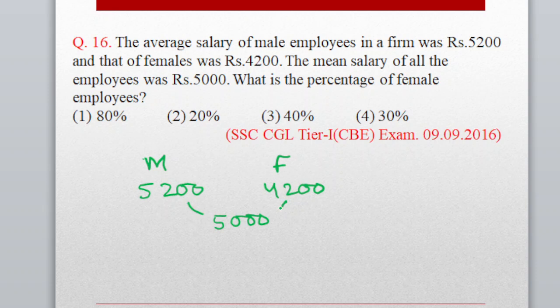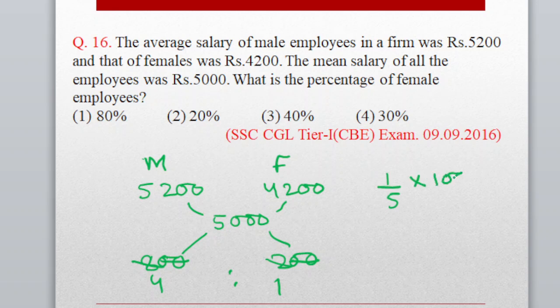So here we can solve this question by allegation or mixture method. Now the difference is 800, the difference is 200. So this 200 cancels these two zeros, and here this is 4, this is 1, so 1 is to 4. Now it is given, what is the percentage of female employees? So female employees is 1, total employees is 5, into 100. So that is equal to 20%. That means your option 2 is the right answer.